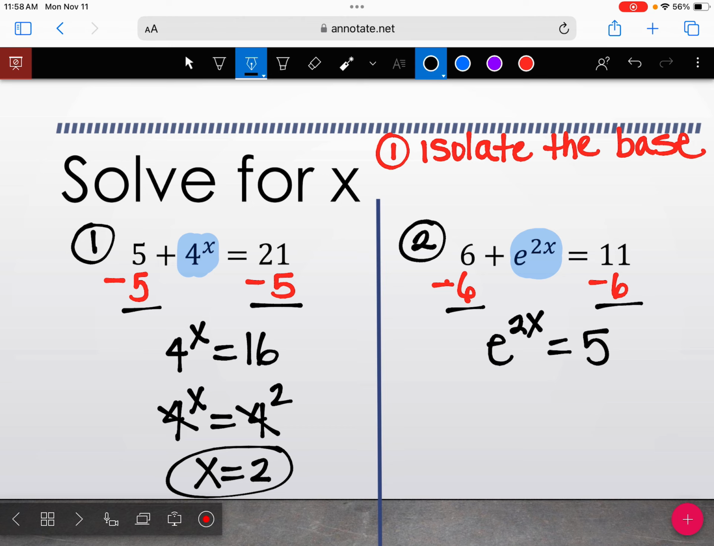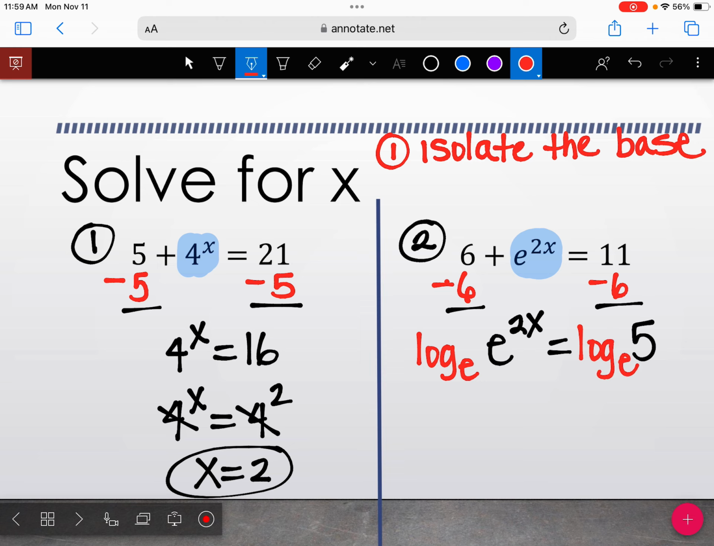Now E and 5 cannot be rewritten with a common base. So we have to use a log. And we're going to use a natural log because a natural log has a base of E. You don't want to use a common log. You want to use a natural log. So if I put a log base E on both sides, let me go ahead and move that over.